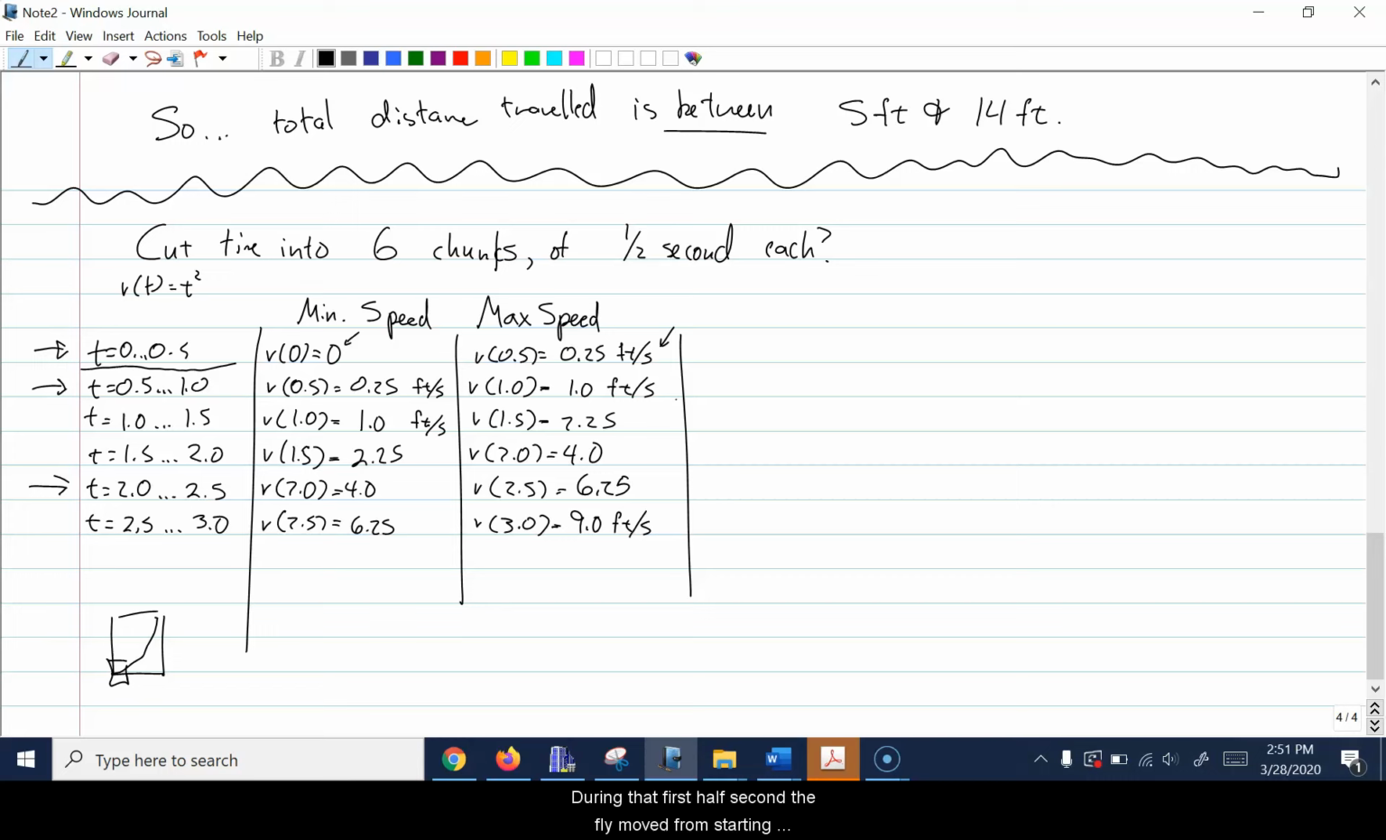During that first half second, the fly moved from a starting speed of 0 feet per second to an ending speed of 0.25 feet per second. Let's jump to the 5th half second, from time 2 to 2.5. The slowest that the fly went was 4 feet per second, with the speed at the start. The fastest that the fly went was 6.25 feet per second, the speed at the end of that half second chunk.